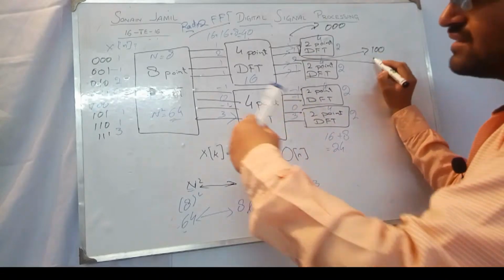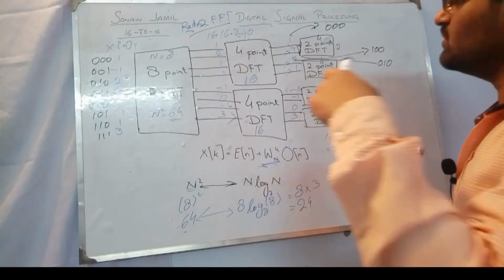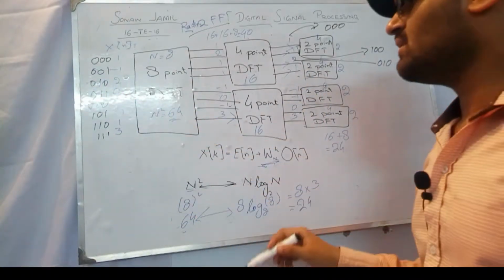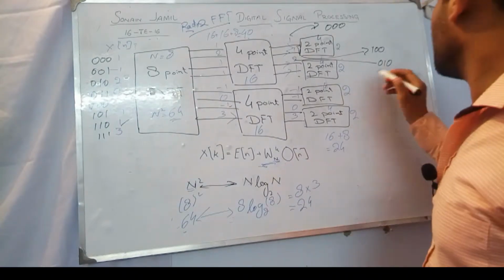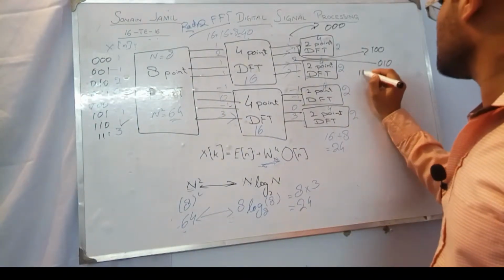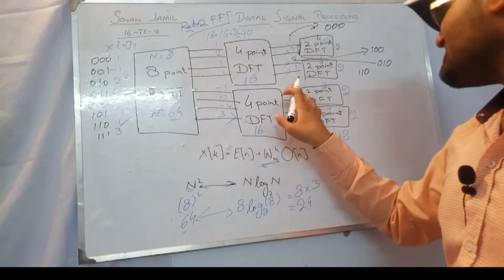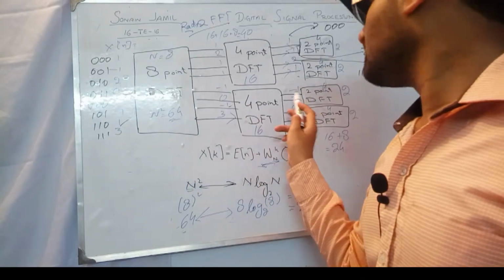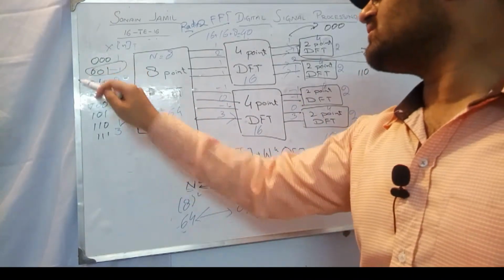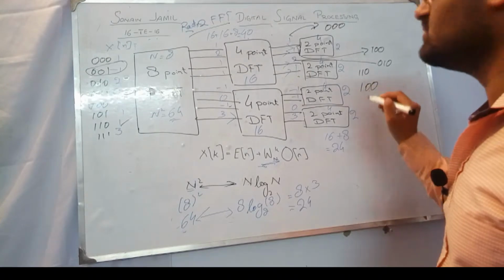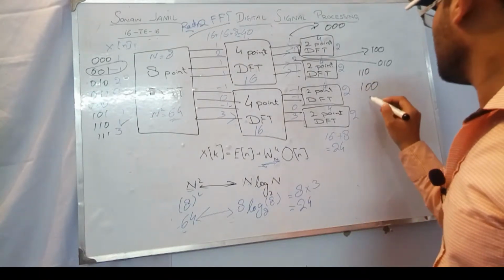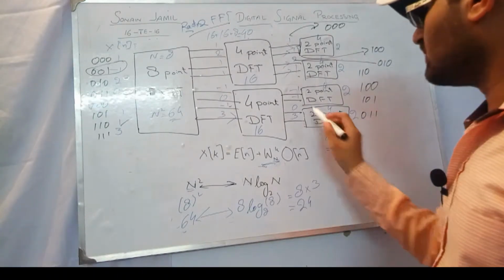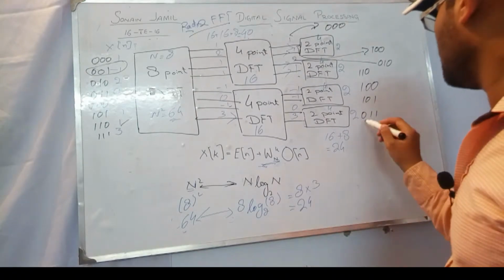This two, 0, 1, 0. This one is there. And next, this minus 1 is this one, 1, 0, 0. Similarly, 0 is there for that.